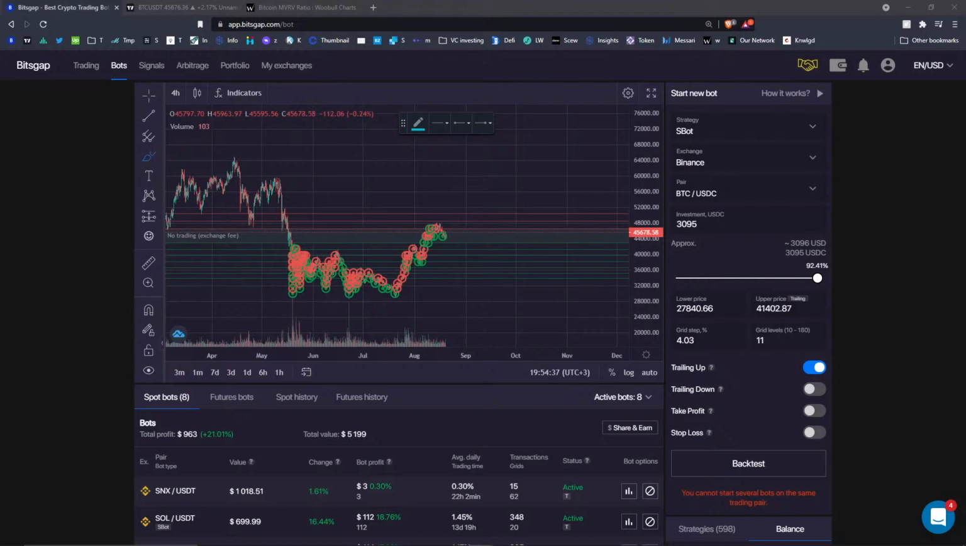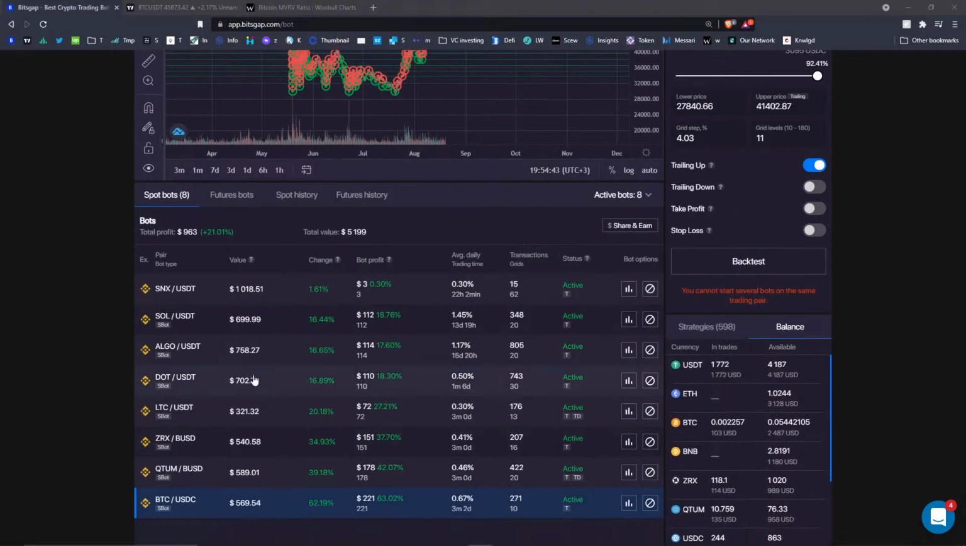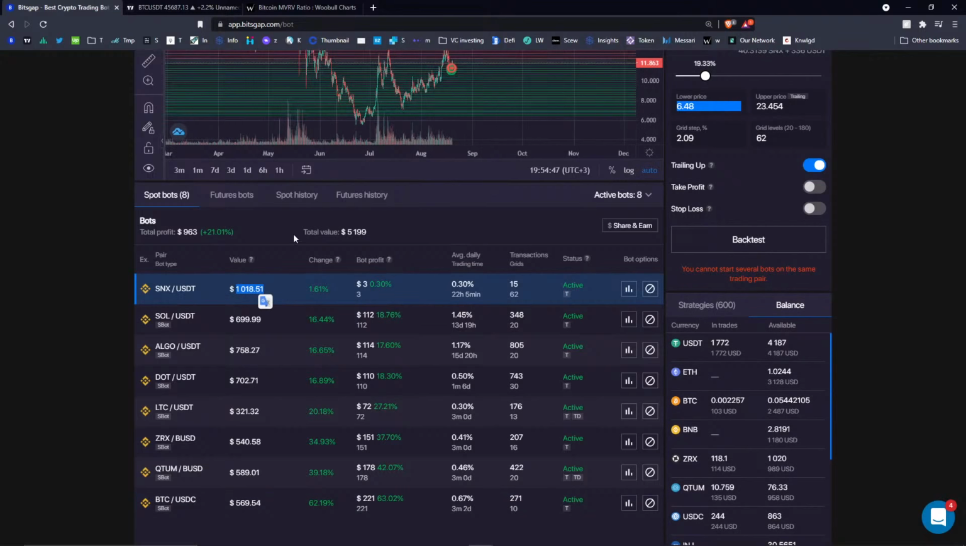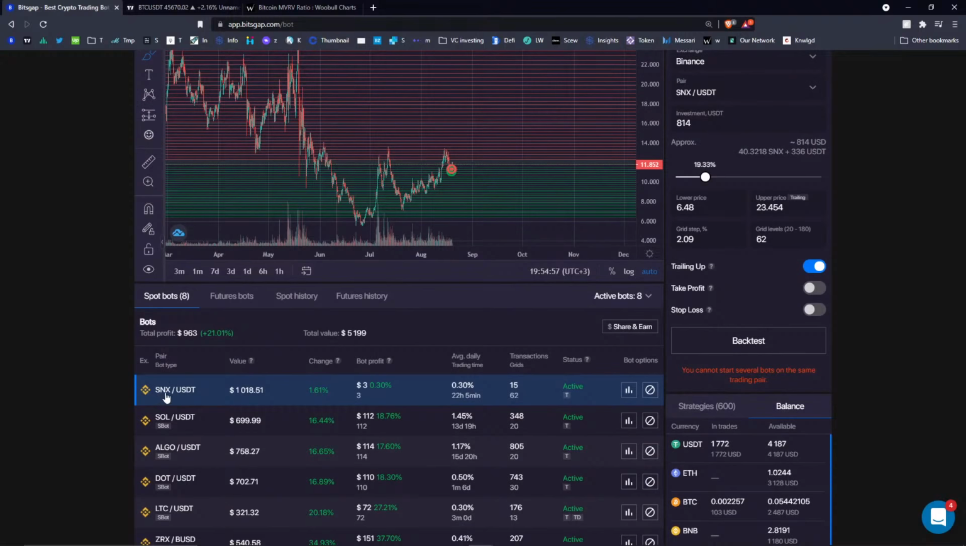Okay, so the profit gets added to the bot. Yes, it always does. So the value you see here, it's like I started with $1,000 on synthetics today, but as of now it's already 1,018. So that's the bot profit plus the value change of my SNX. So if you see bot profit $3, that means that the value changed by $15.